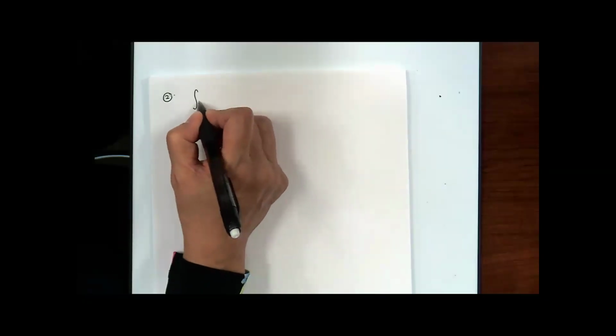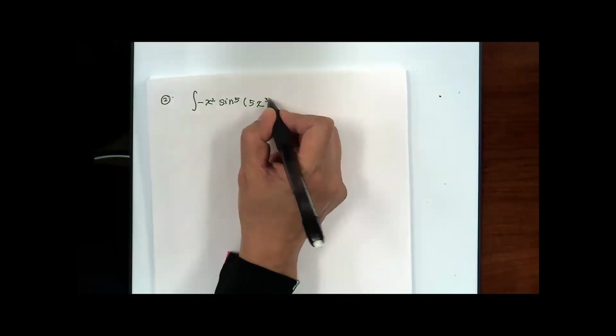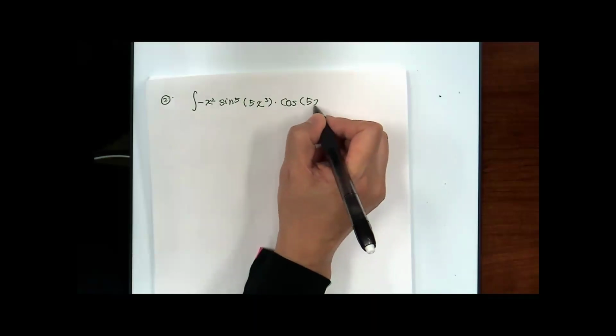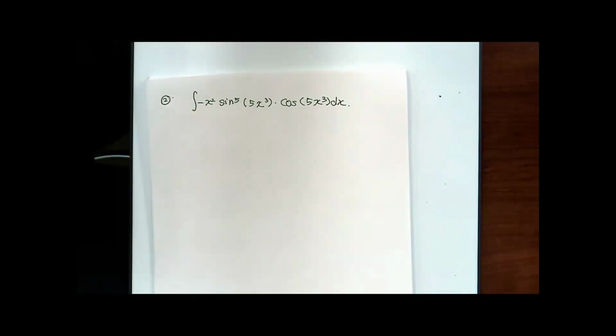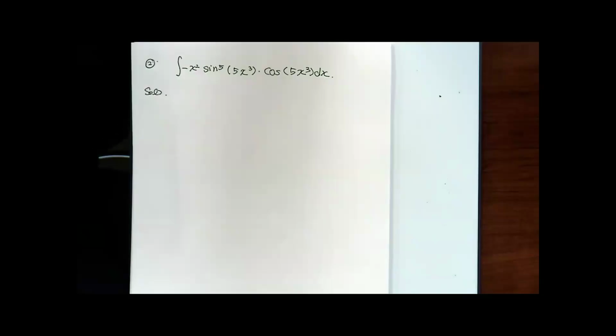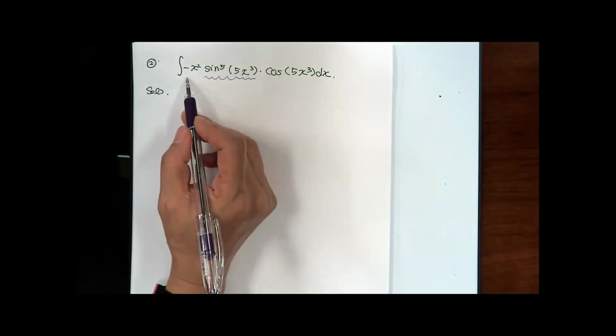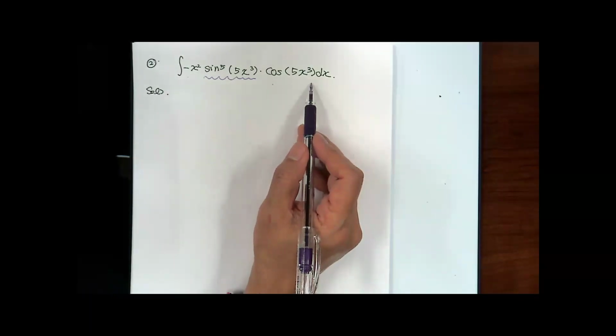We have the integral of minus x squared sine to the 5th power of 5x cubed times cosine of 5x cubed dx. The integrand is a product of 3 functions. The highest degree power function is sine to the 5th power. The other functions are minus x squared times cosine of 5x cubed.